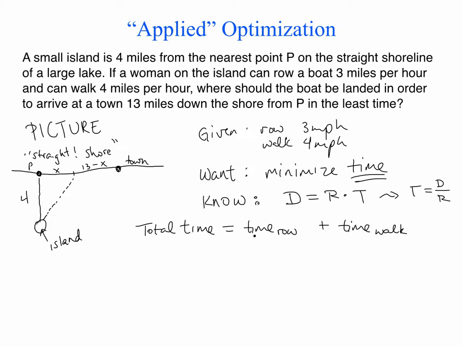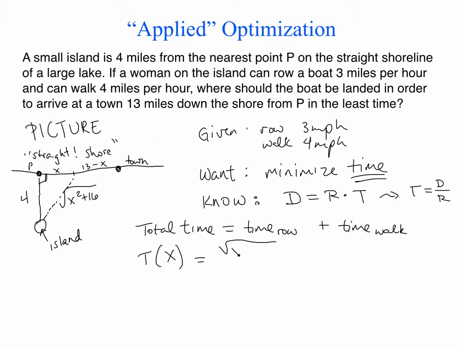In order to describe the time rowing, I need the distance that I row. The distance that I row is this dotted line. Can I find out what that is? I can, because I have a right triangle. Using the Pythagorean theorem, this length is the square root of x squared plus 16. So what I'm doing right now is creating a time function in terms of x.